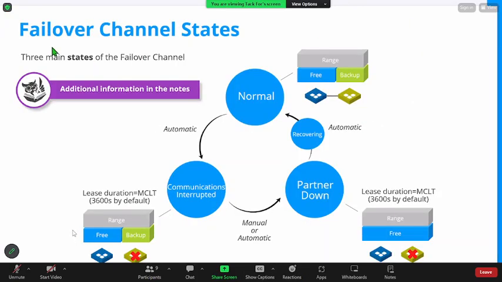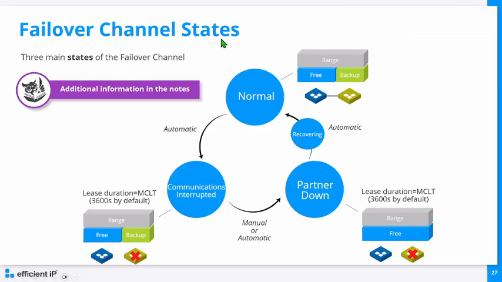Okay, good. Now, you know that the failover channel is a keep alive. So there are different states of the failover channel. The state of the failover channel will change when there's a failure or when there's a recovery. You get what I mean? So these are the failover channel states: normal, communication interrupt, partner down, recovering. Understand? So these are the failover channel states.